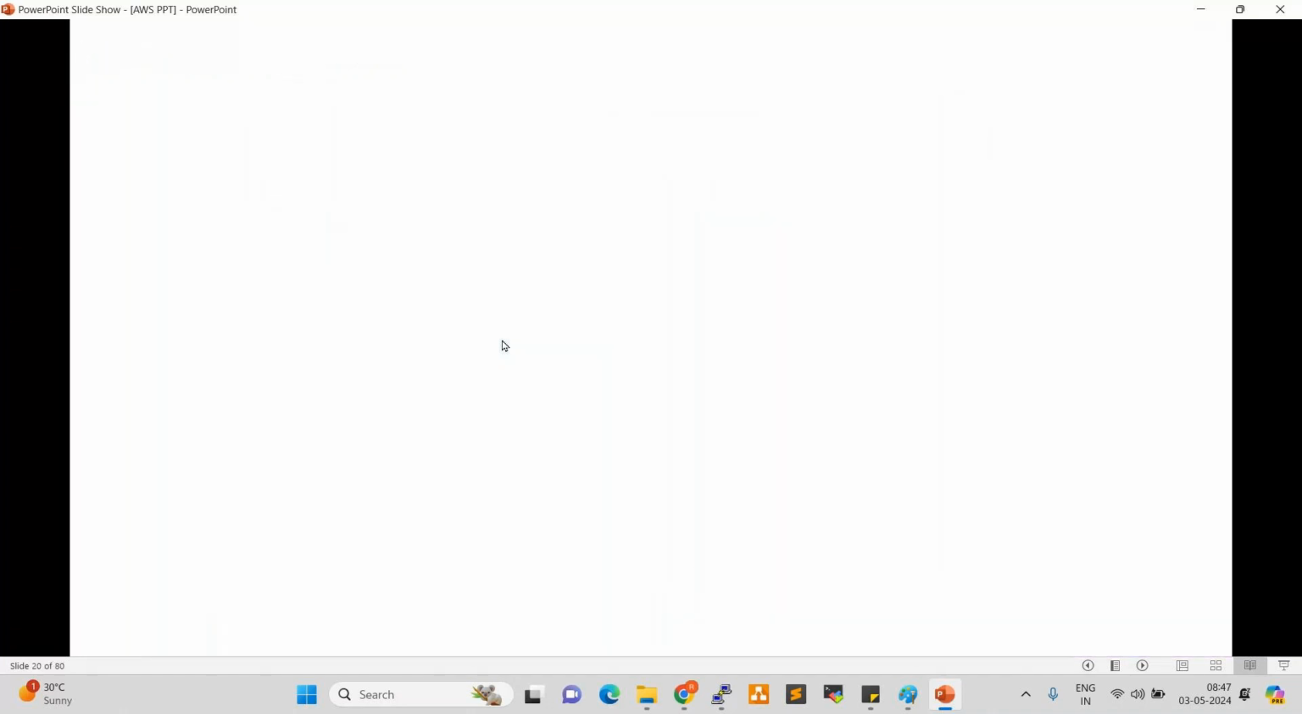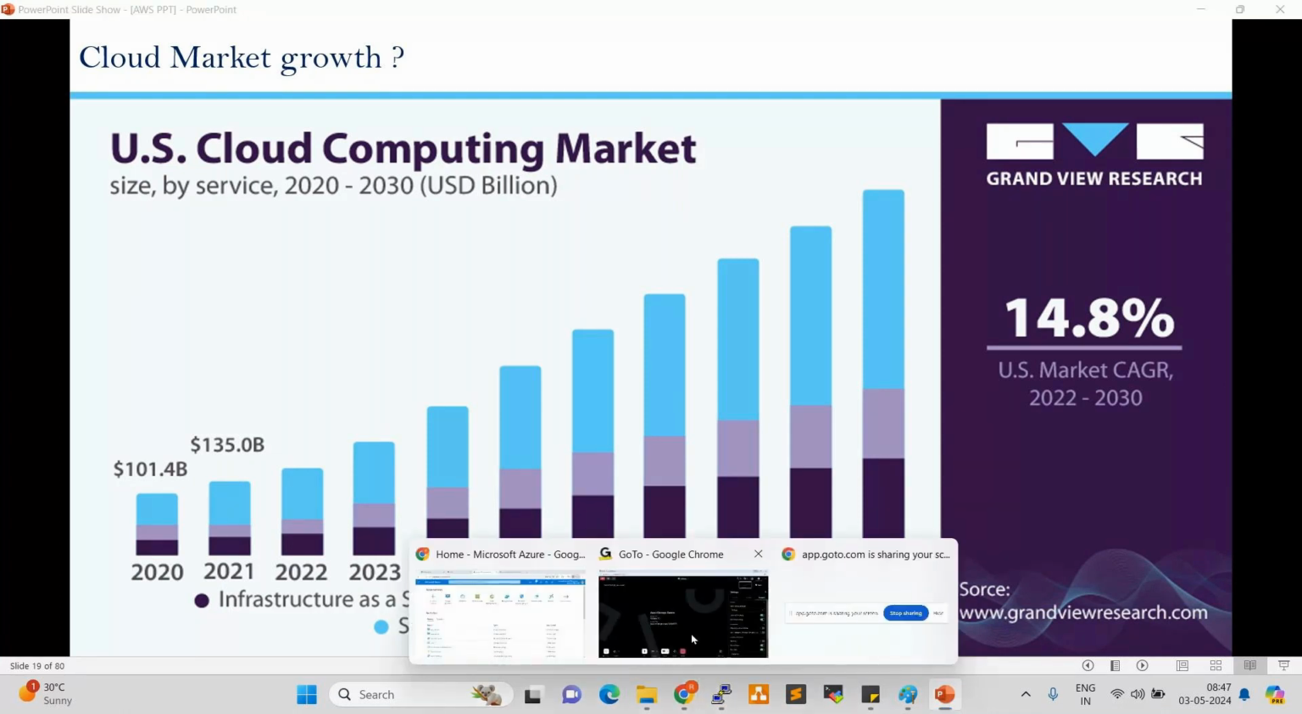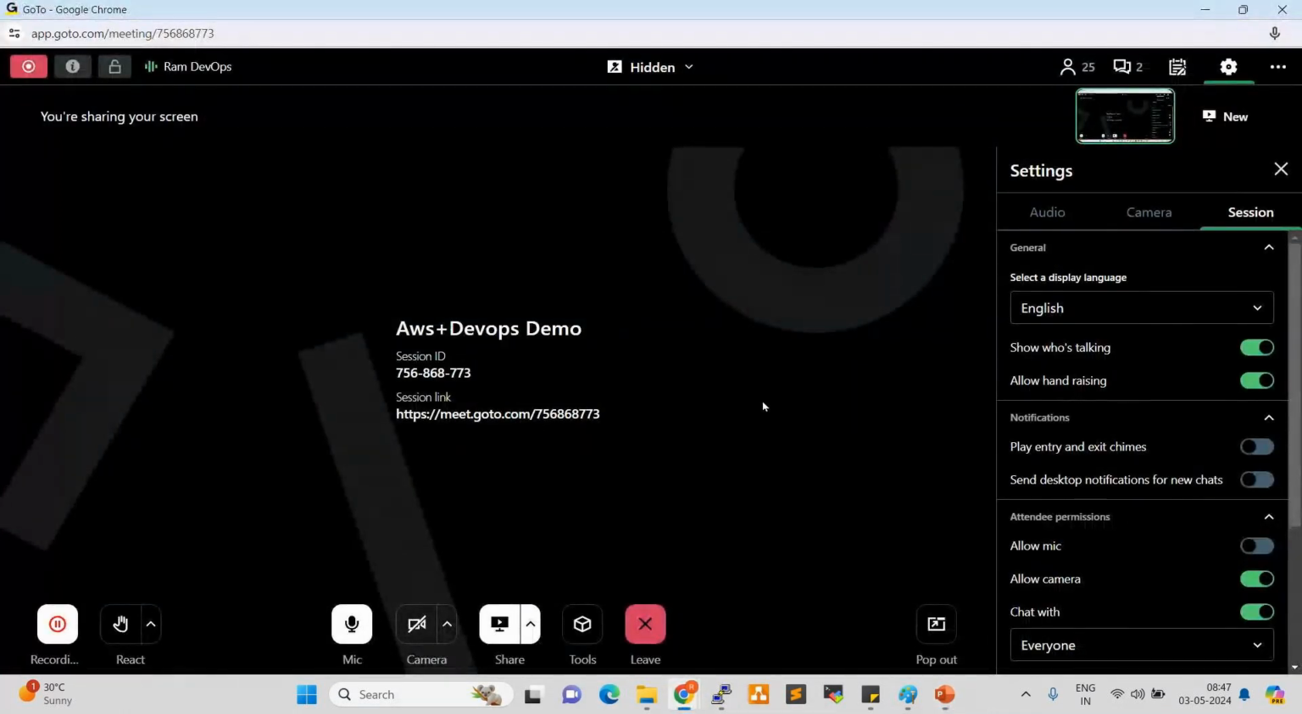So these are all about cloud introduction. Any questions up to here, anyone? From Monday onwards, regular sessions will be started. Three demos are completed: the first one is DevOps introduction, the second one is question and answers, the third one is cloud introduction. Monday onwards regular sessions will be started.